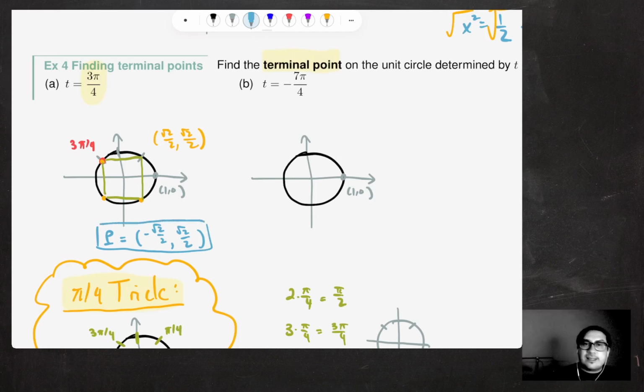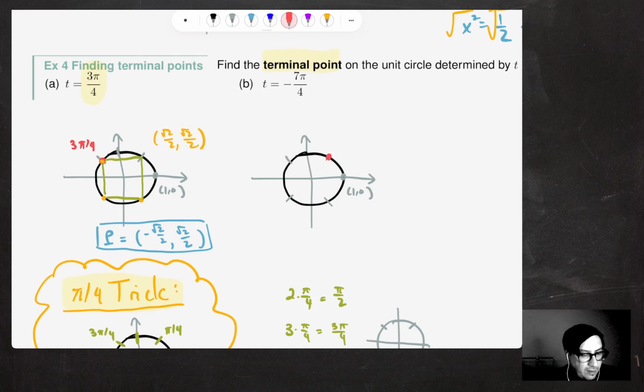Now for part B, it says negative 7 pi over 4. So let's do quick whiskers and then let's count. And we're doing it negative. Actually, it's probably easier if I don't try to draw it, but just count with me. 1, 2, 3, 4, 5, 6, 7. So we actually end up over here.